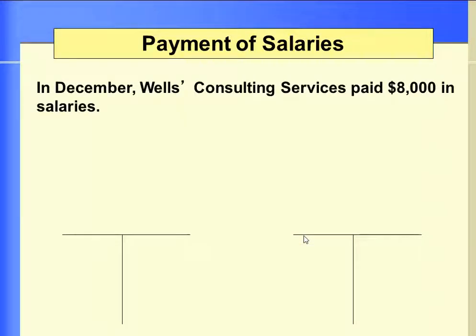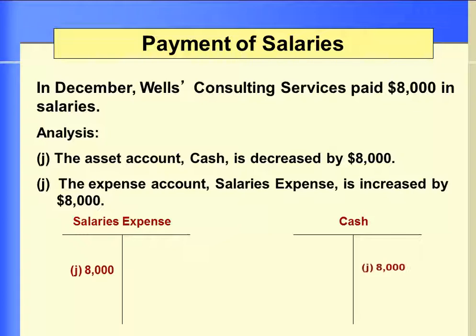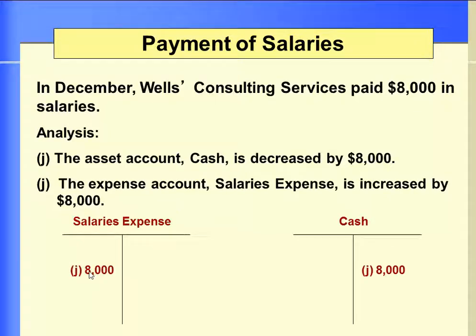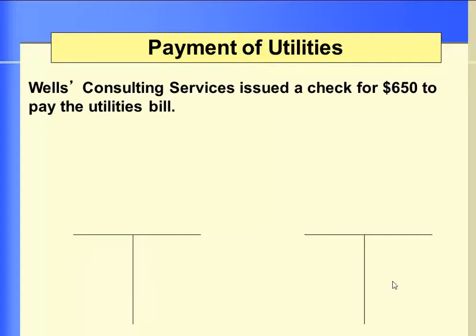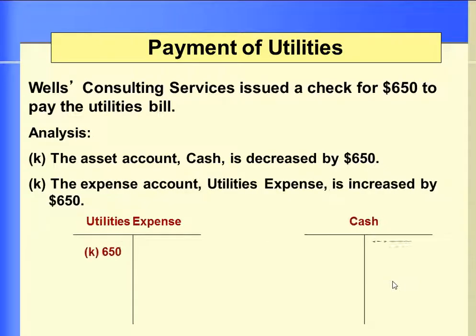Payment of salaries. So we're going to pay salaries of $8,000. We're going to decrease cash and increase salaries expense. See, salaries expense right here, we're increasing it and we're reducing cash. Payment of utilities, same concept. We're going to increase an expense and decrease cash.